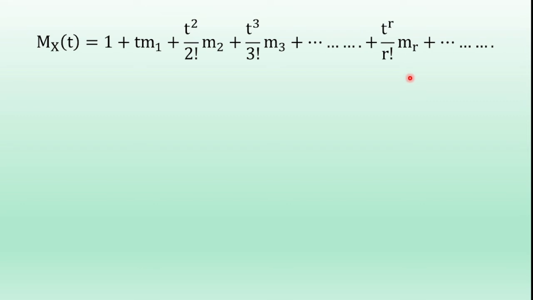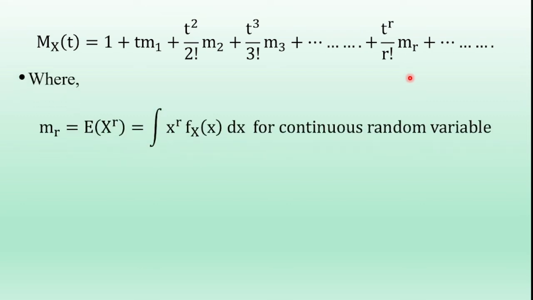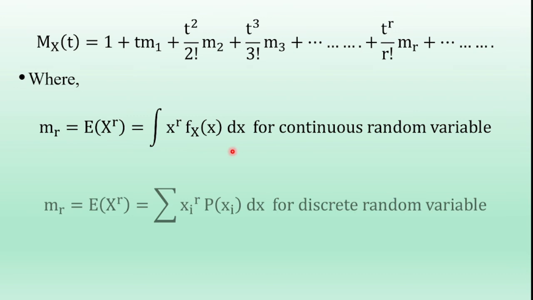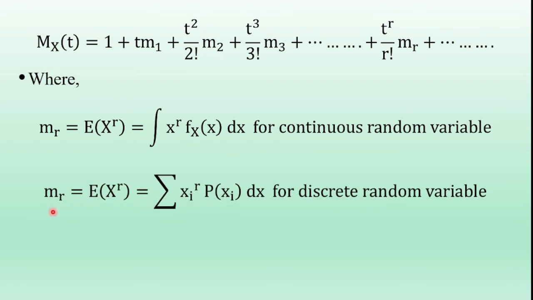For a continuous case, the rth moment of the random variable is m suffix r, or expectation of x power r, is equal to the integral of x power r f of x dx. And for the discrete case, the rth moment of a random variable m suffix r is equal to expectation of x power r, which is equal to sigma xi power r into p of xi.